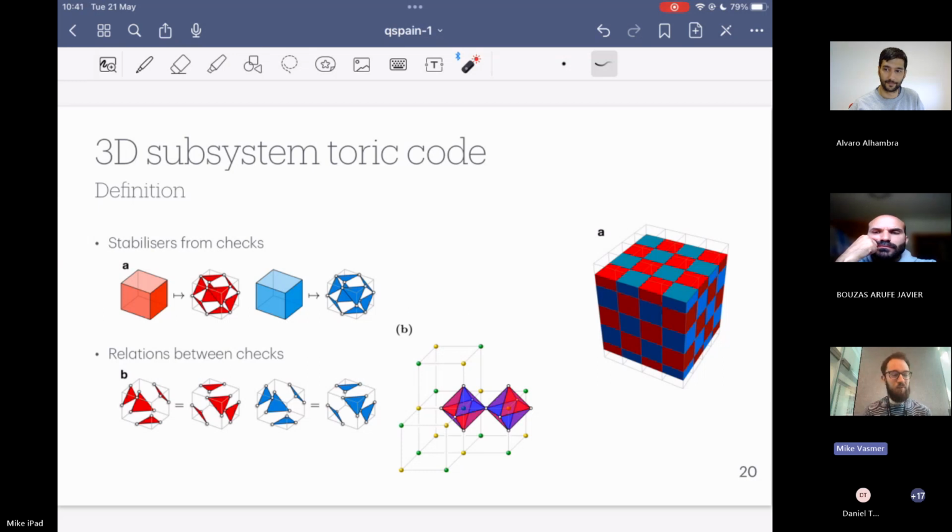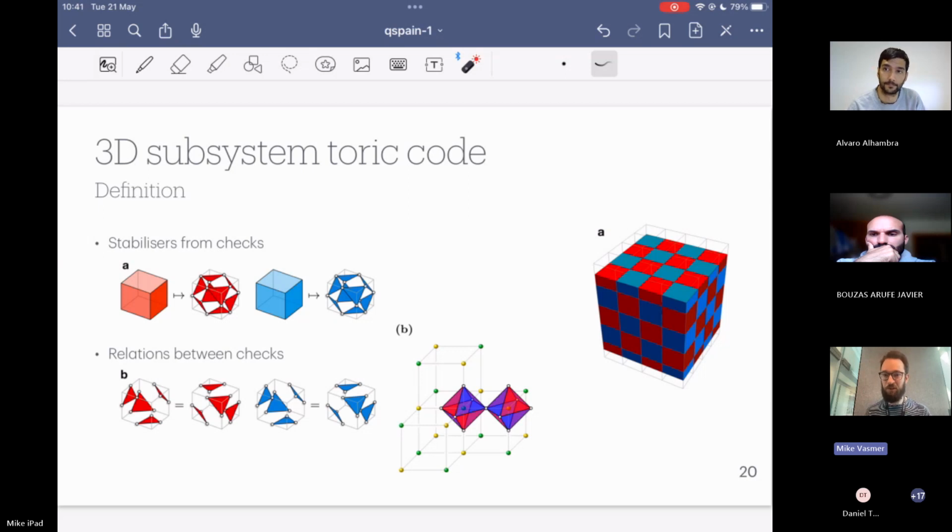So I think, not closely. This code is technically some kind of subsystem code where I can gauge fix it to some kind of stabilizer toric code type model. So what I want to say is that excitations in this model are string-like again.